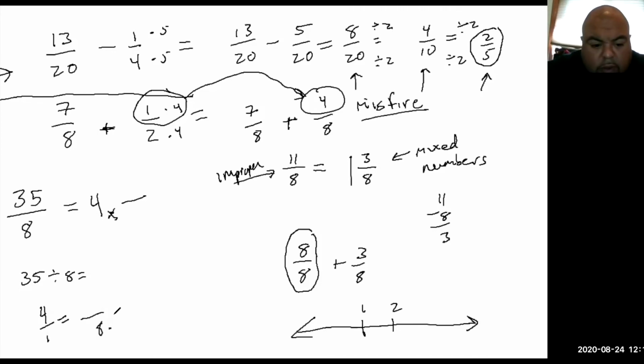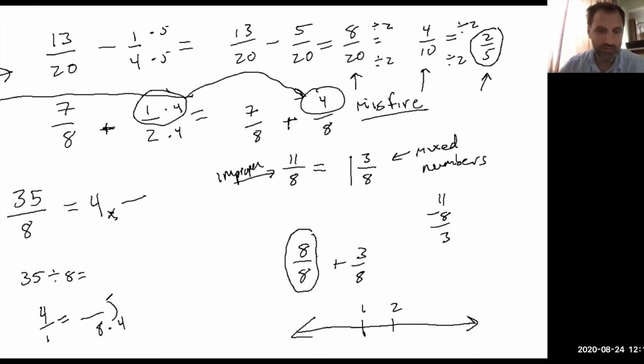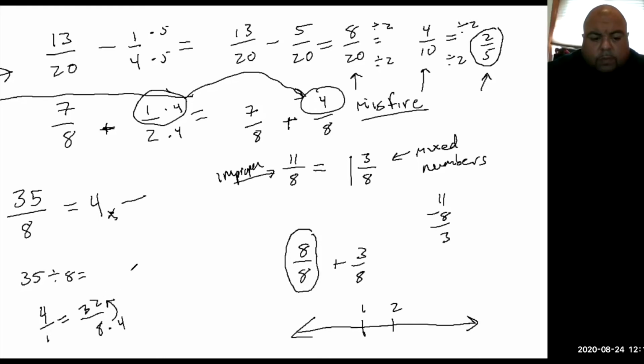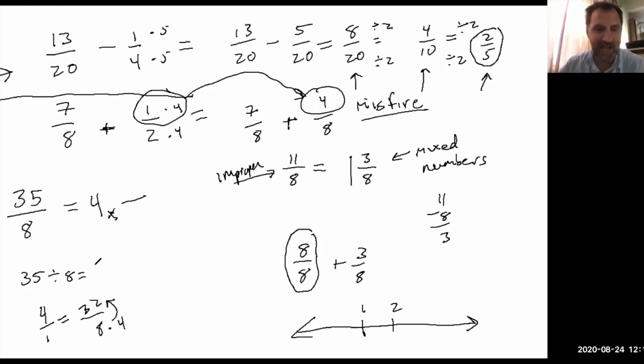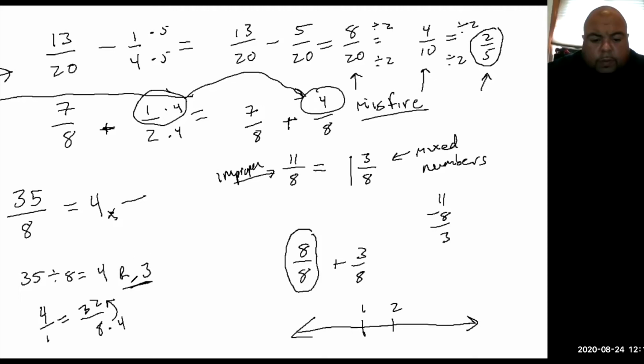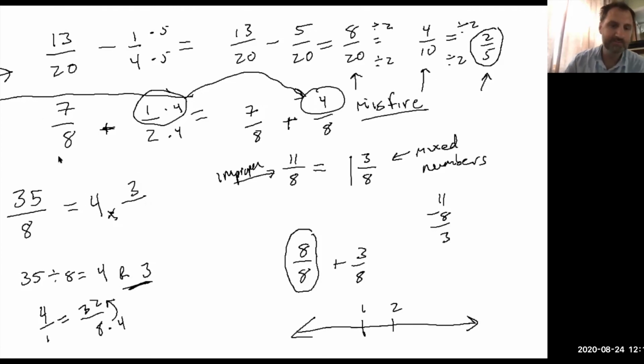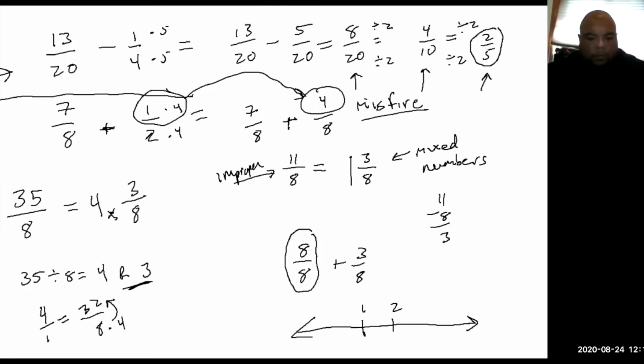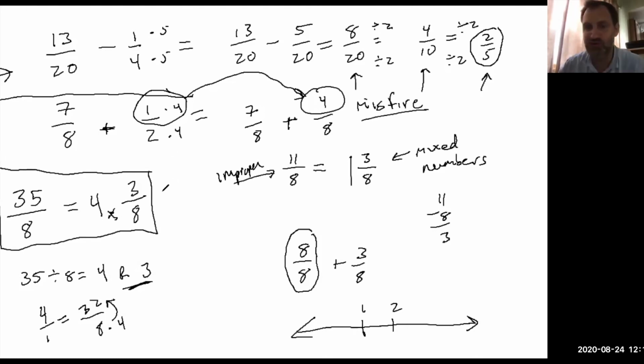3/7. 8. So that's 32/8. So in other words, when I divide 35 by 8, I get 4 with a remainder of 3. And this remainder of 3 goes here. This is 4 3/8. That's the process for turning an improper fraction into a mixed number.